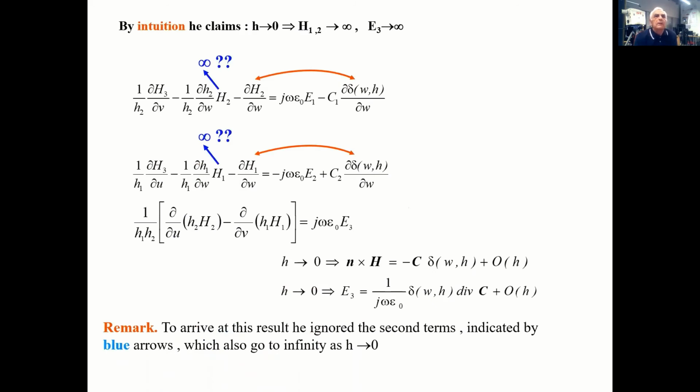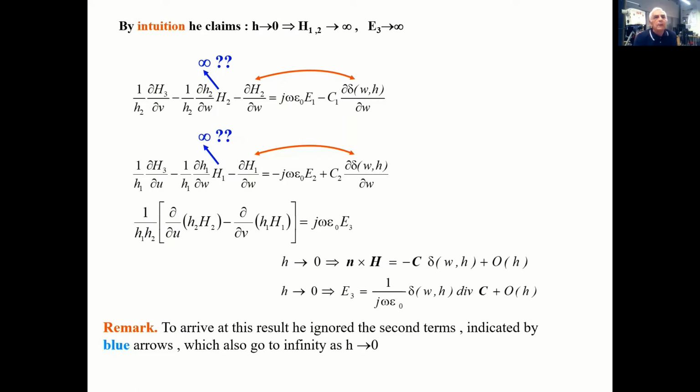By intuition, he claims that when H tends to 0, both H tangent and E3 grow infinitely. Thus, he equates the last terms in the left-hand sides of the first two equations to the last terms taking place in the right-hand sides, which yields the tangential component of the magnetic field as shown here. Then, by using it in the third equation, he gets the expression of the normal component of the electric field.